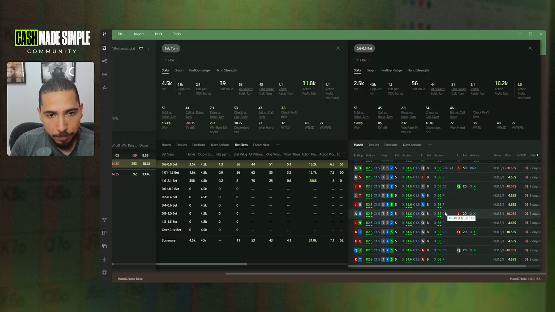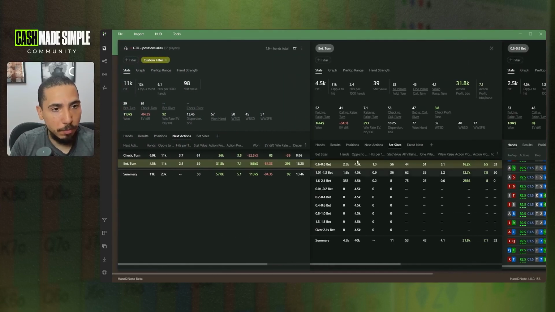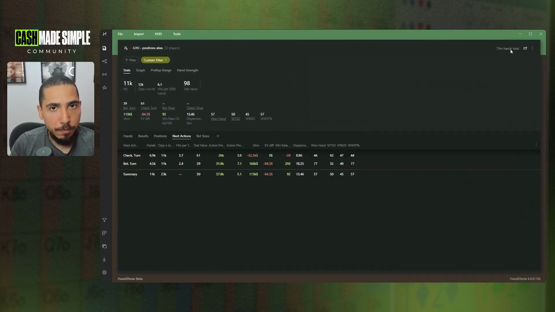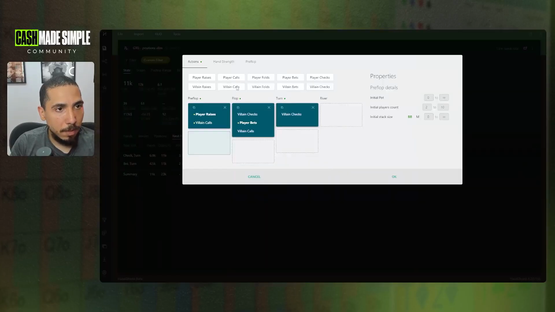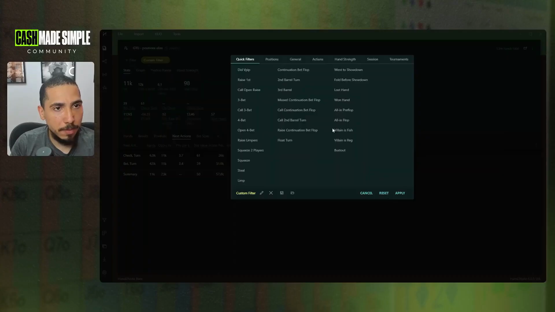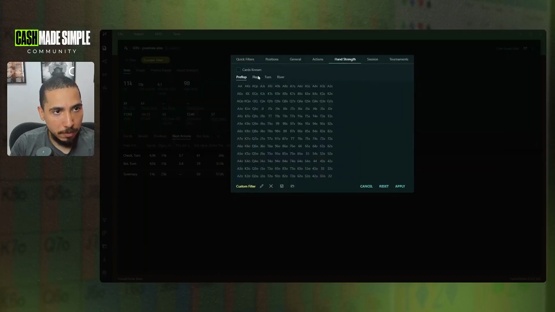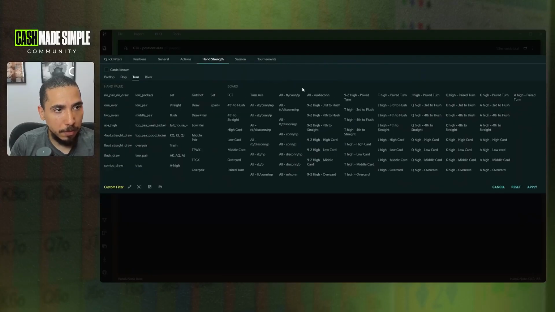Yeah, paired boards. Paired boards on the flop or on the turn. Let's take a look at that if that holds true. Let's see if we filter for paired flops. If we filter for paired flops, is it true that we should almost never size up the turn? Let's take a look at that.